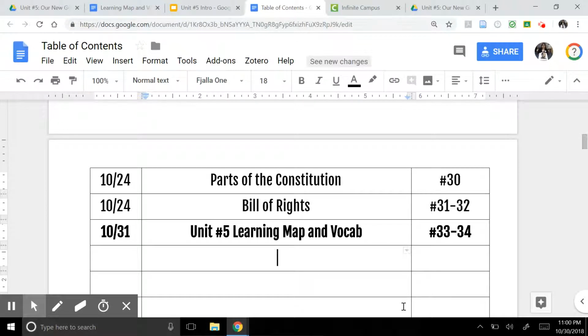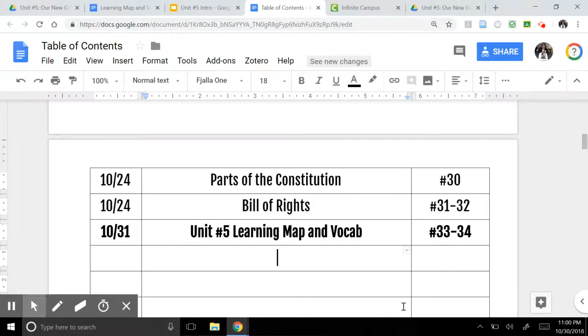We're going to go ahead and get rolling with class today. At this point, you should have done Wuzzles. I need to peek in and see how this is going. I haven't been keeping up with the competition, so I hope you're having fun with those. At this point, you should also have your Unit 5 learning map and vocab in front of you.